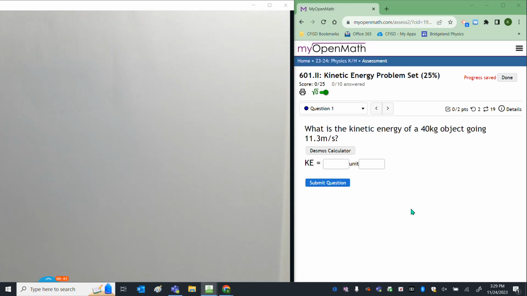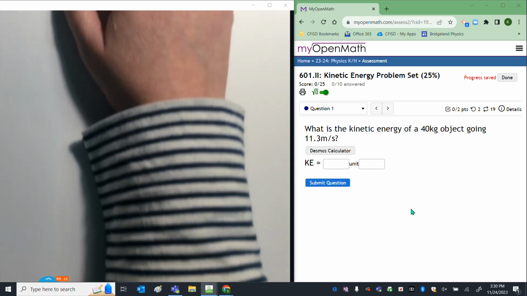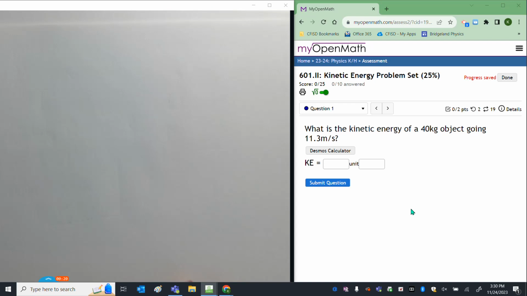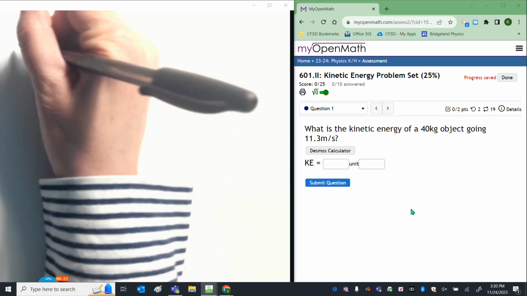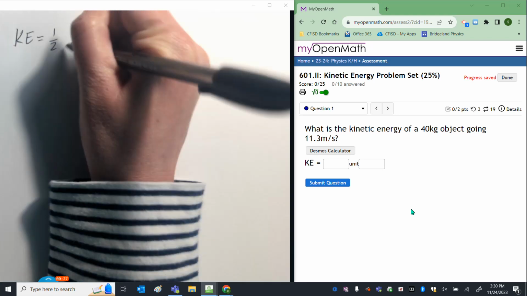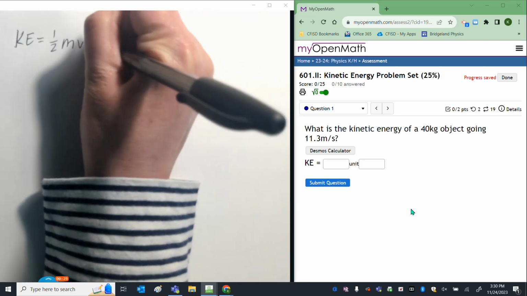This is the assignment 601.2 kinetic energy problem set, and I'm going to work through the questions starting with number 1. Number 1 says, what is the kinetic energy of a 40 kilogram object going 11.3 meters per second? So we learned an equation in class in our notes for kinetic energy, which says that the kinetic energy, or KE, of an object is equal to 1/2 times its mass times its velocity squared.